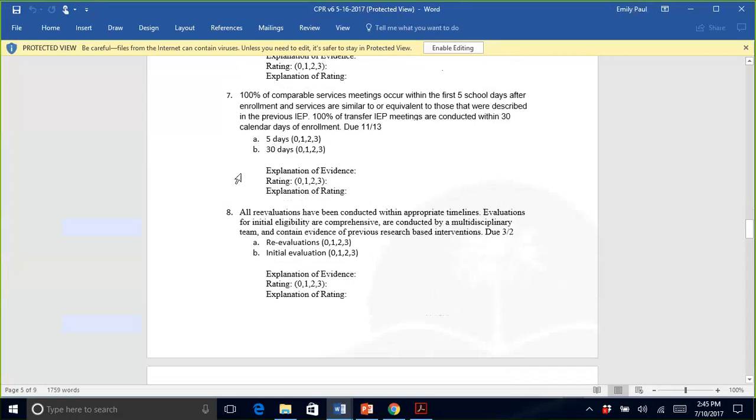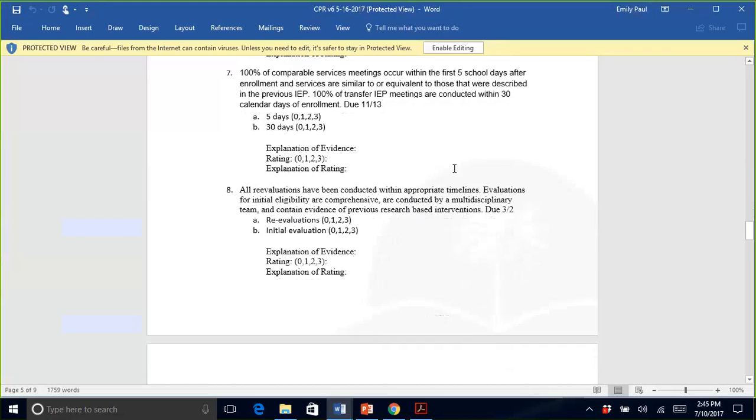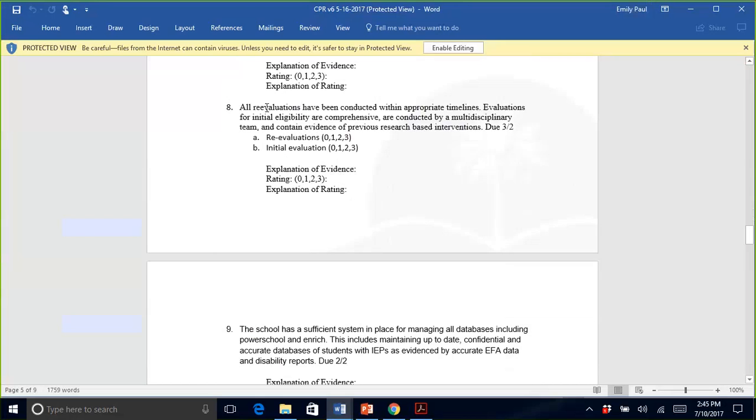The next one is dealing with comparable services and transfer students. So those, we combined our 30-day and our 5-day. So those are going to be one item now. Eight, all reevaluations. So that's going to include your reevals and your initials. And we're going to make sure that everything is right with those. They were conducted by a multidisciplinary team, and they have evidence of previous RTI procedures.